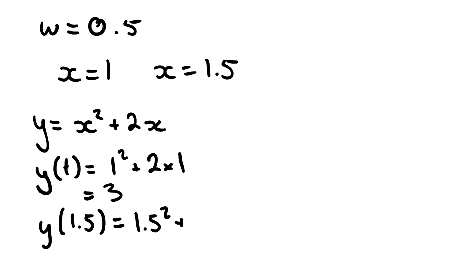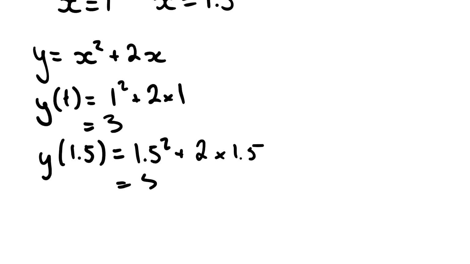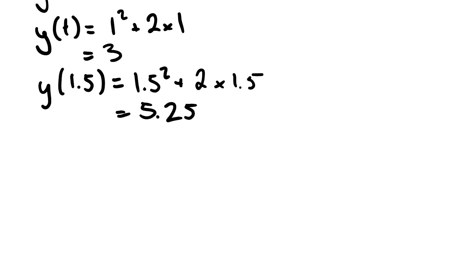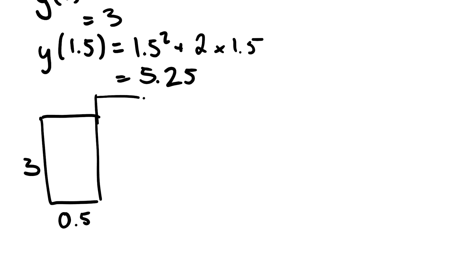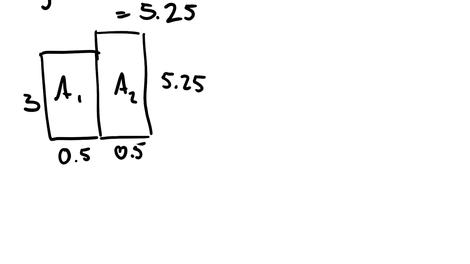1.5 squared plus 2 times 1.5, and that gets us 5.25. So in reality we have 2 rectangles here, sorry, not triangles. So we have our first, and then we have another one over here. These are not to scale, 3 and 5.25. So we need to find the area for these two and add them together.